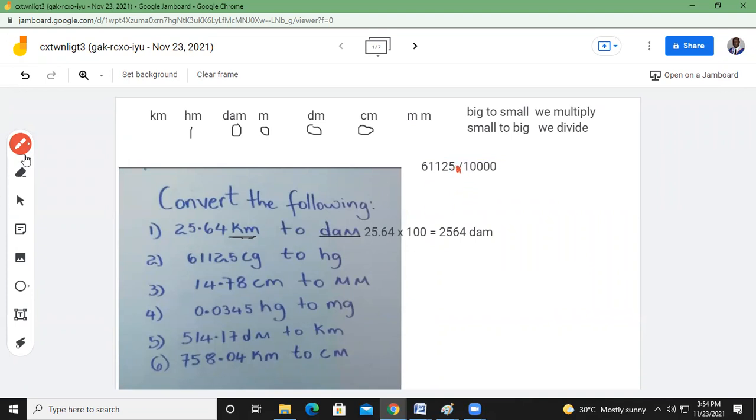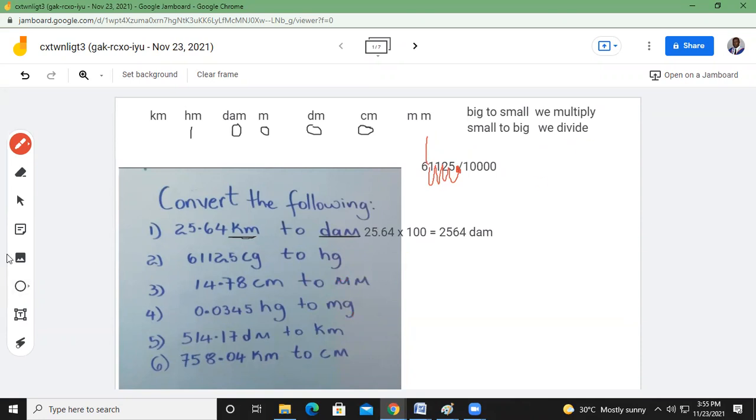That little red dot that I used right there is indicating that the decimal point is at the back. We're supposed to move it 1, 2, 3, 4 places to the left. Let's go for it. 1, 2, 3, 4. Everybody can see that? We're going to stop right here, between the 6 and the 1.